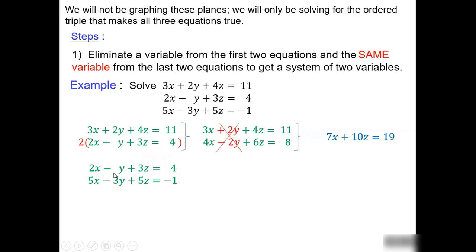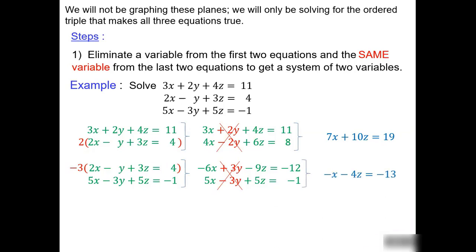So we look over to the y's and determine what we need to multiply by in order to get opposites. Since we already see a negative 3y here, it would be nice to see a positive 3y here, which is why we're going to multiply by negative 3. And if we distribute that negative 3 through, notice how the y's are again opposites, which now cancel out. And when we add those two equations together, we get negative x minus 4z equals negative 13.